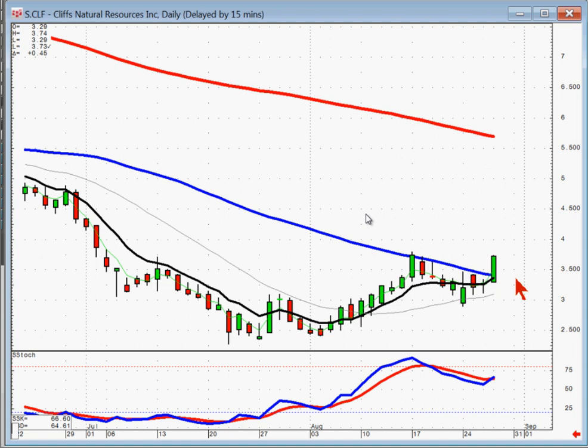CLF, another bobble. Came up, failed the 50, came back to the T-line area. Now you have a little Doji gap up. Next target is the 200-day moving average. That was on CLF.